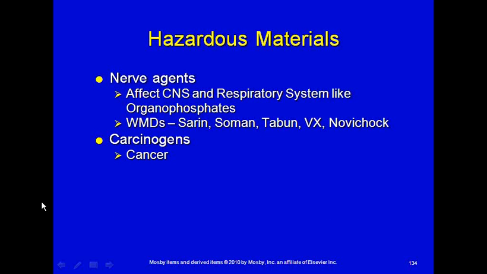Some other hazardous materials include nerve agents. Nerve agents are weapons of mass destruction. They affect the central nervous system and the respiratory system just like organophosphates do. So when you're exposed to a nerve agent, you're going to SLUDGE just like you do when you are exposed to an organophosphate. The weapons of mass destruction include sarin, soman, tabun, VX, and the Russians have a Novichok agent that is undetectable and can permeate your personal protective equipment.